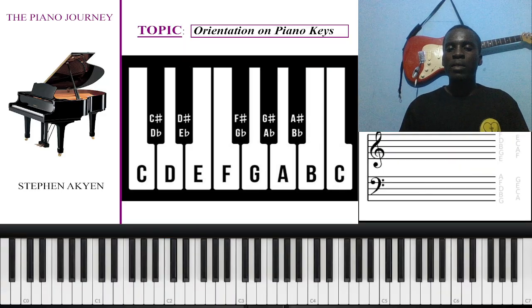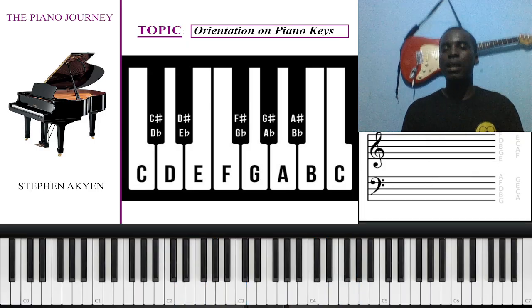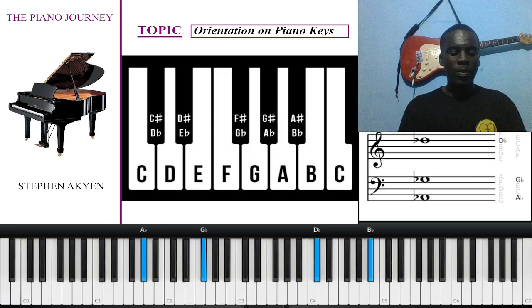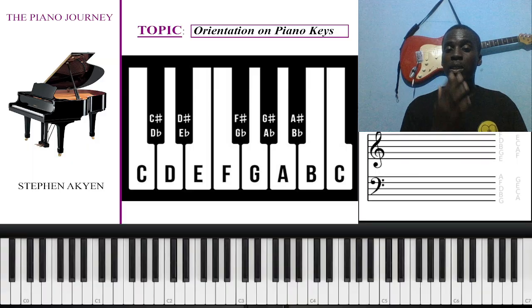The piano itself is made up of black and white keys. So these are my white keys and these are our black keys, alright? Now, as I mentioned earlier, there are 12 keys and 7 out of these 12 are white keys on the piano, and the remaining 5 are black keys.